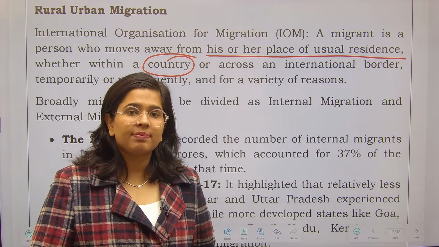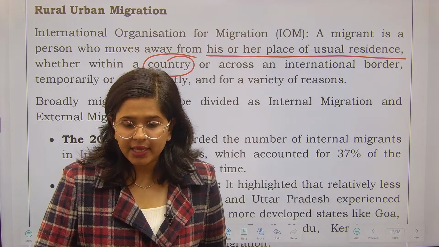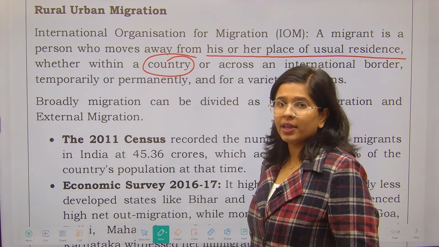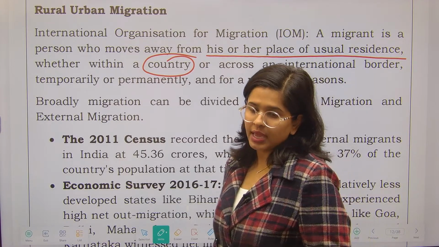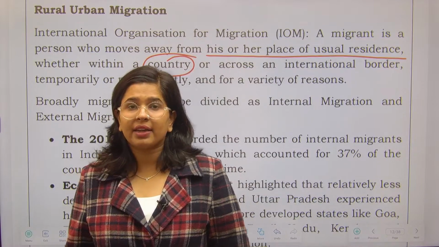So from both these measures we measure the number of migrants in our country. ये दोनों चीजें measure की जाती हैं, but leaving that aside, over here we will be talking about internal migration and external migration. Internal migration का मतलब क्या? Internal migrants are those migrants which are migrating within the country.